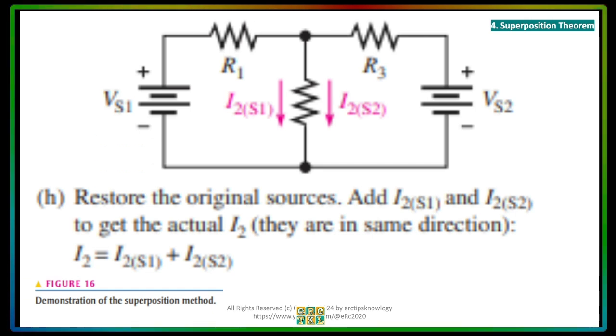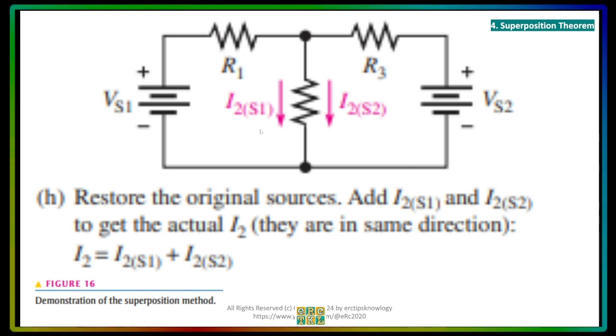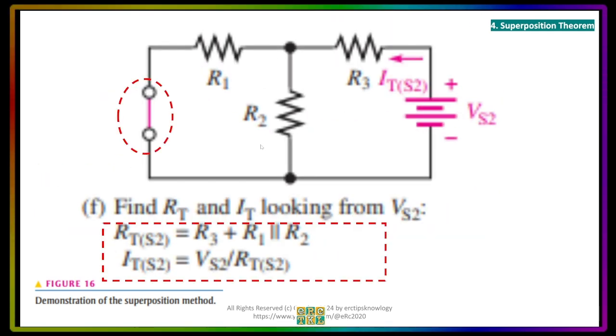Now, finally, we have to think about the third step. We got the I2 with respect to S1, and we get I2 with respect to S2. And you will see that our analysis shows that the currents are going downward, both of them. So we will assume to add them, I2 S1 plus I2 S2. And maybe if we got the answer as negative here, then we will know that the direction will be opposite.